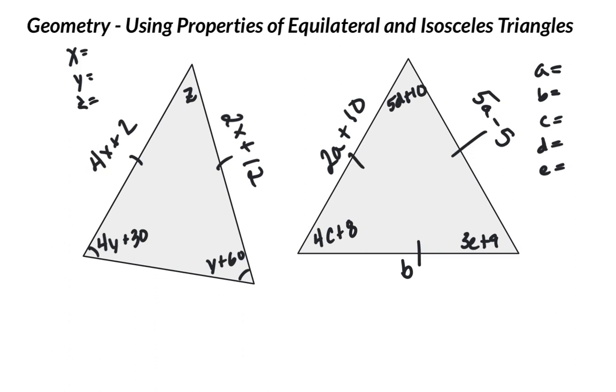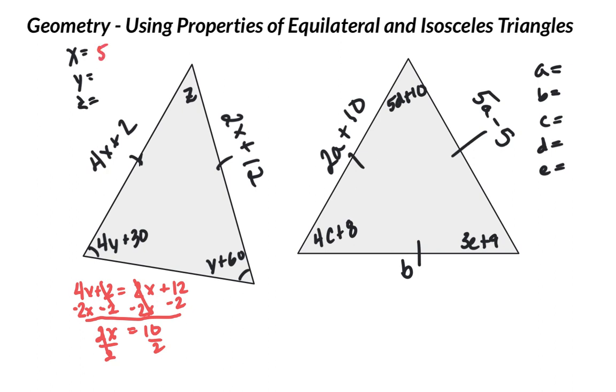All right, let's work first on this triangle. I'm going to start with the two sides that are marked to be the same. We know that 4x plus 2 is going to be equal to 2x plus 12. I'm going to set those two equal to each other and then use some algebra to solve. I am going to move the x's to the left, that's how I usually do this, and move the non-x stuff to the other side. So I end up with 2x equals 10. Divide by 2. So x is 5.